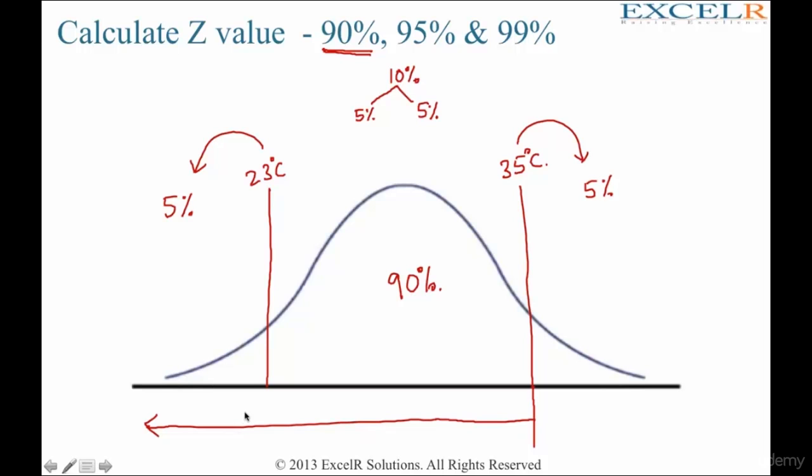And from this probability, you want to get back the Z value. So once again, you need to consider the entire region. So from here until here, you have 90%. And from here until here, you have that 5%. If you add these two, it is 95%. And 95% is equivalent to 0.95.